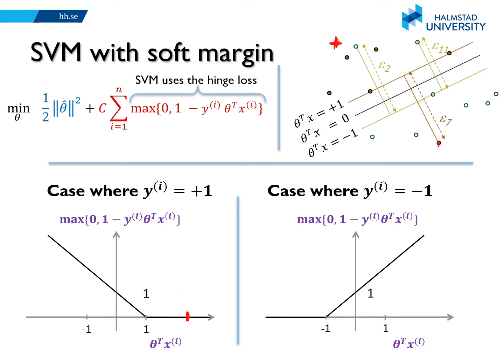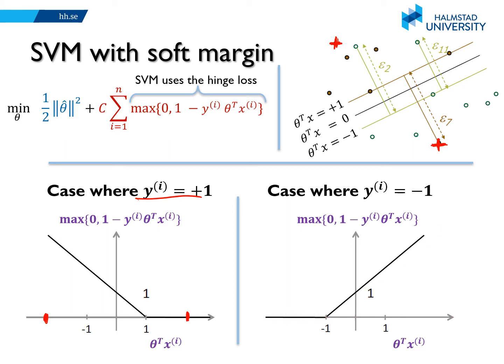But if you get a positive example like this one here, and it is misclassified, so the predicted output is something like this value here, then the loss will be very high, right? So in this case, the loss increases linearly. Now the other case, if our training data point belongs to the negative class, class -1, then this is how the hinge loss looks like.